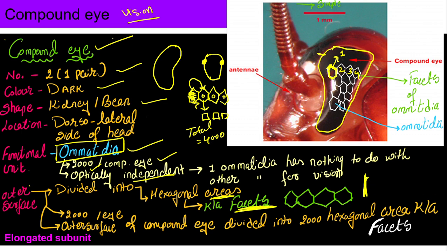Let me draw it like this. So this is the outer structure. From this outer structure your ommatidia will come out. So ommatidia is in contact with the facet. What is a facet? It is nothing but the hexagonal structure which you see from the outside.